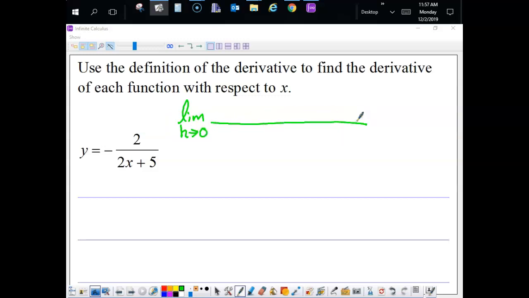We're going to have 2 over, if I plug in x plus h here, I'm going to get 2x plus 2h. And then plus 5, and there's a negative in the front, don't want to miss that. And then minus the original function with no h. Okay, so notice that these double negatives are going to be positive. Let's do that first. And we have h here.